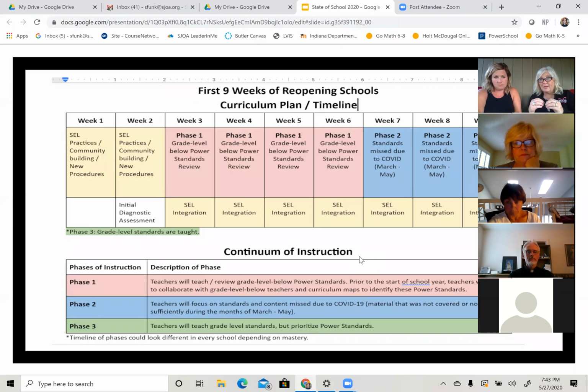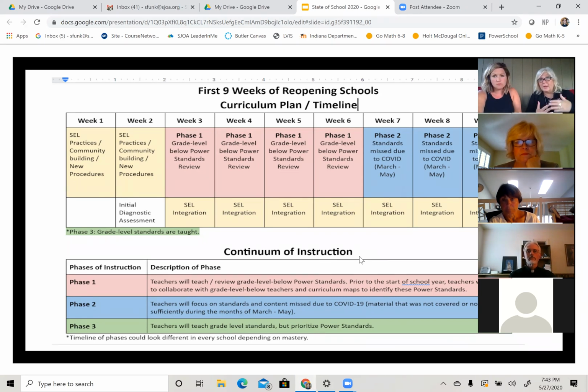If we don't take the time to receive the students back, understand where they all are, and familiarize ourselves with how they fit into this, we're calling it a continuum. For different grades, it might look different. Some grades may need a little more time for review. Other grades may find out, hey, you know what?